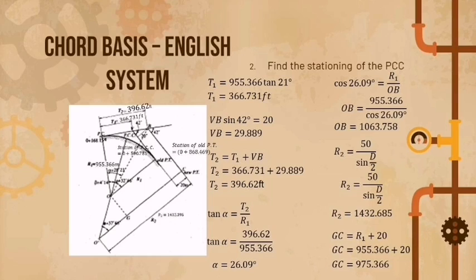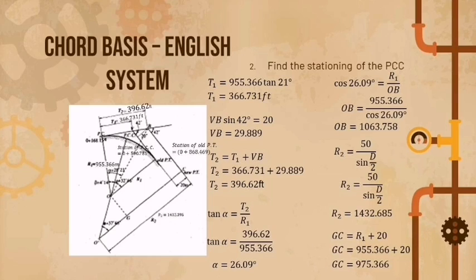For the OB, again, the OB is hinahanap. So, ilalabas ulit natin si OB. Bale, magiging computation na formula natin is OB equals to R1 or the 955.366 over cos 26.09 degree. So, again, after we compute, we will get the answer of 1063.758.